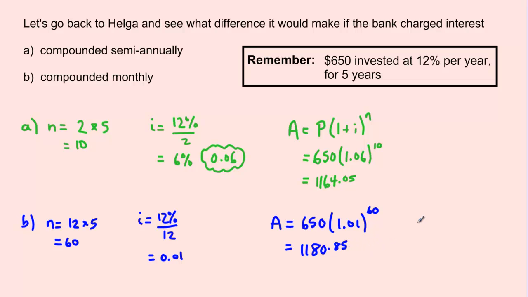This is a lot of extra money the bank's making just by changing their compounding period. And normally banks and other things like credit cards and those types of financial places compound monthly. So you can see that they're going to earn more money compounding monthly than if they just did it semi-annually or annually.